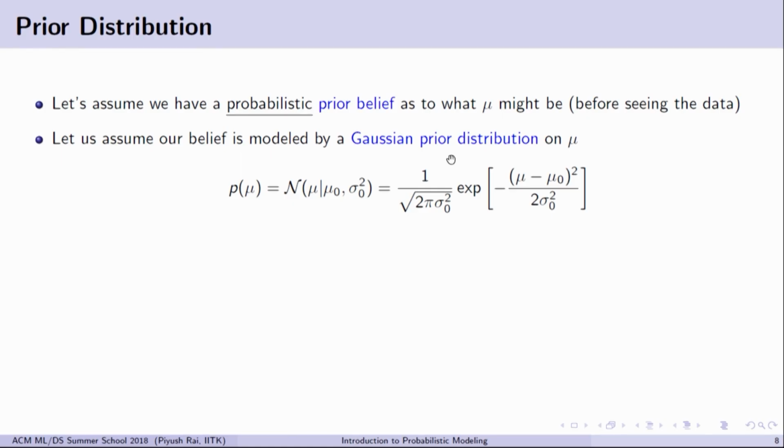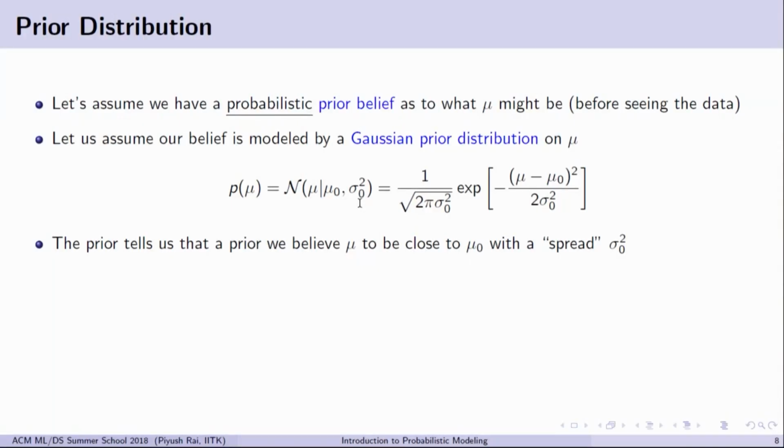So we will not say that mu is close to mu 0, but rather, we would say that our belief is modeled by a Gaussian distribution on the parameter mu. We will say that a priori, mu has a prior distribution given by another Gaussian with mean mu 0 and variance sigma 0 squared. We have already seen what a Gaussian distribution looks like. So that is our prior belief about mu.